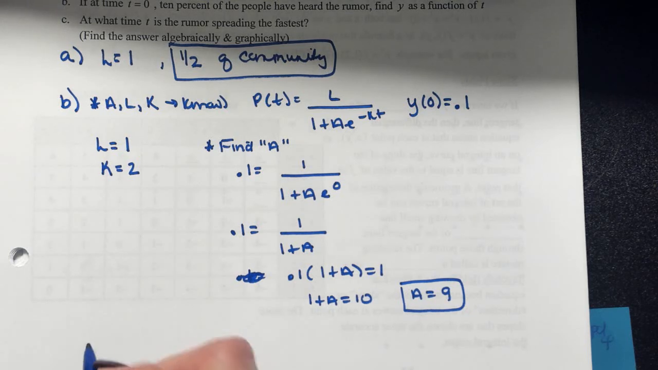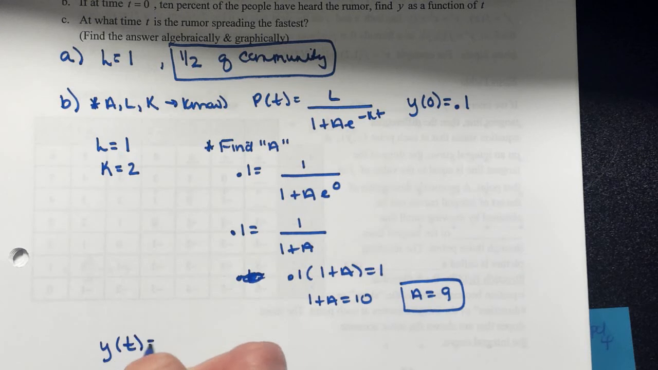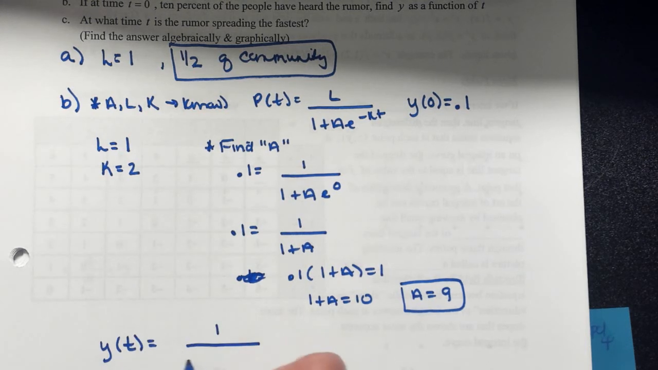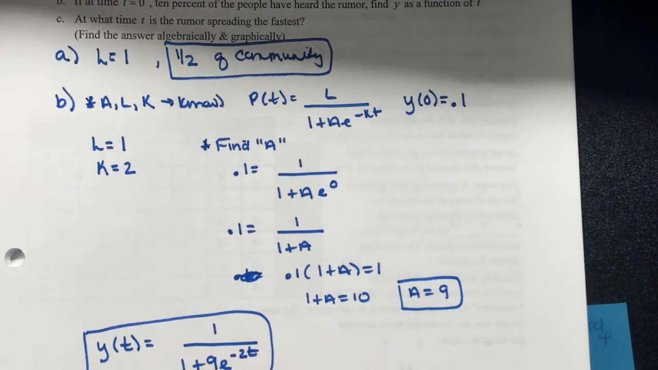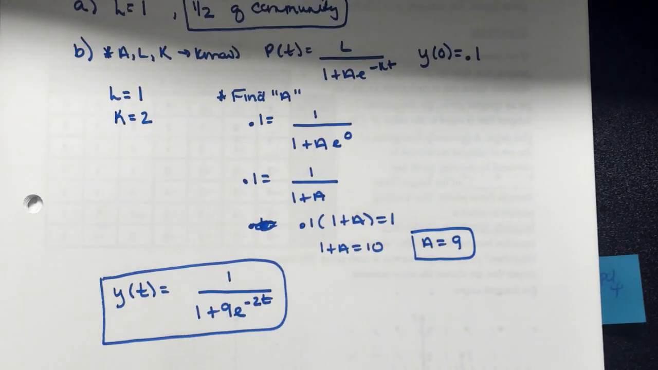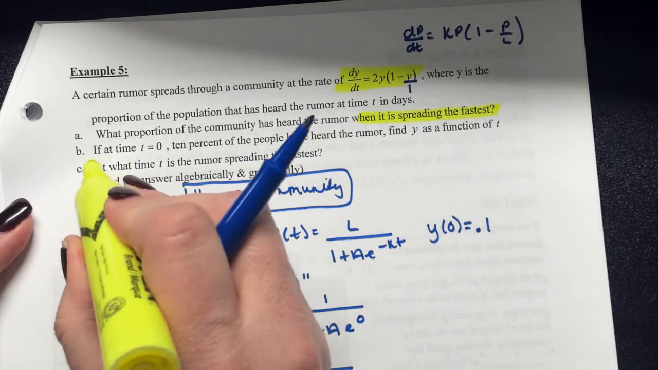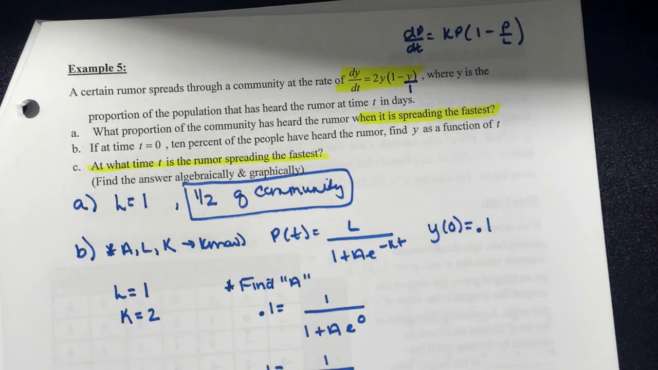So now I'm ready to find my y of t. So y of t is equal to my L value of 1 over 1 plus 9 times e raised to the negative 2t power. So any questions, guys, on writing the logistic equation, whether you're given the differential form, or in a couple examples ago where you actually had to pull the information out and find L, A, and K all on your own? And then last question is, at what time is the rumor spreading the fastest?